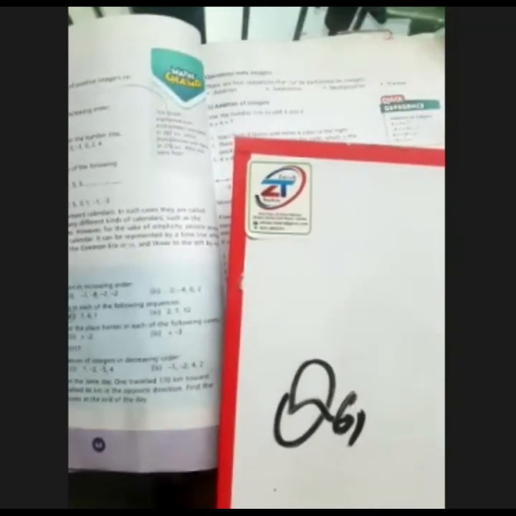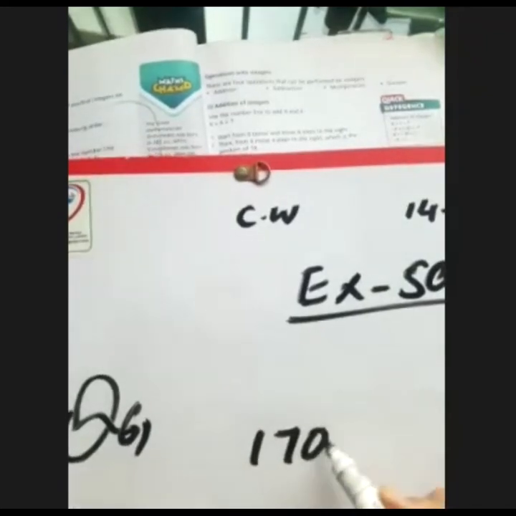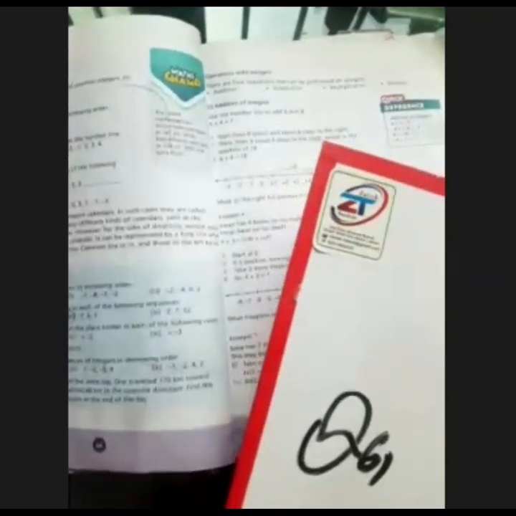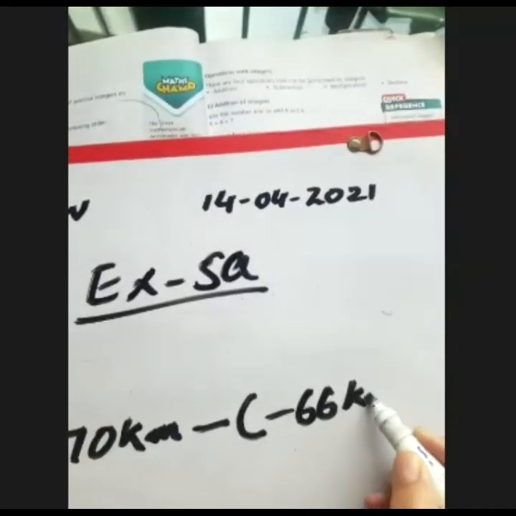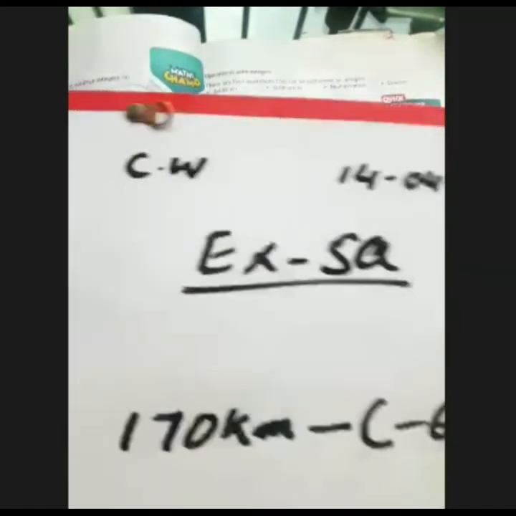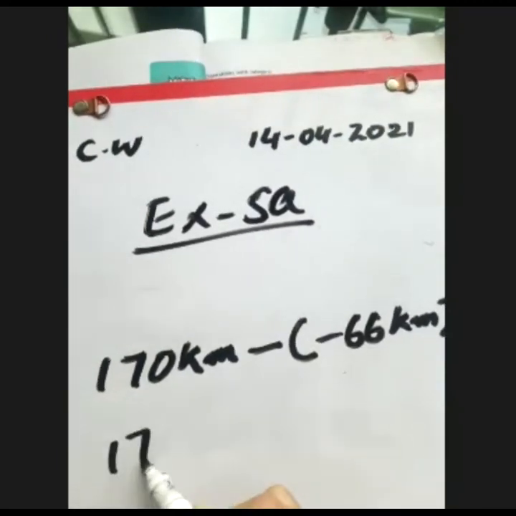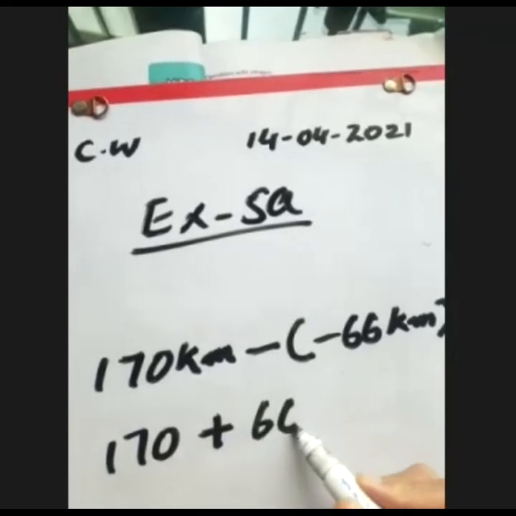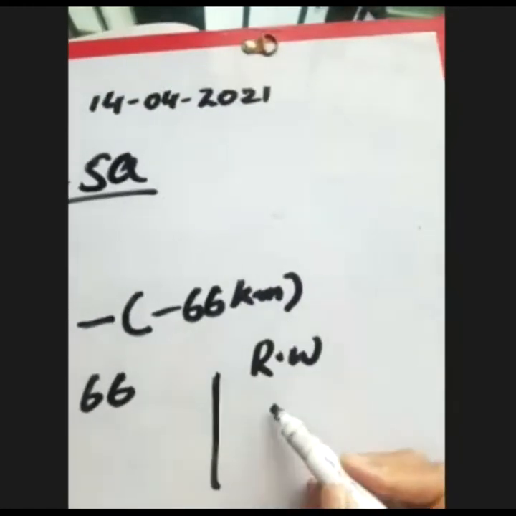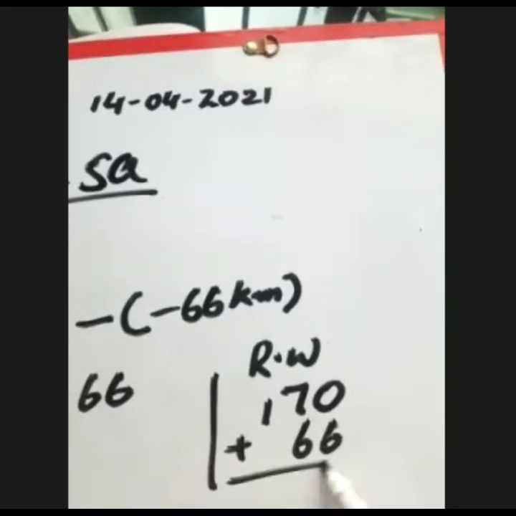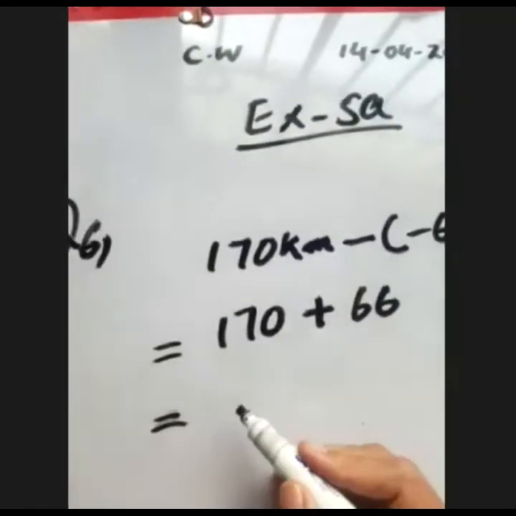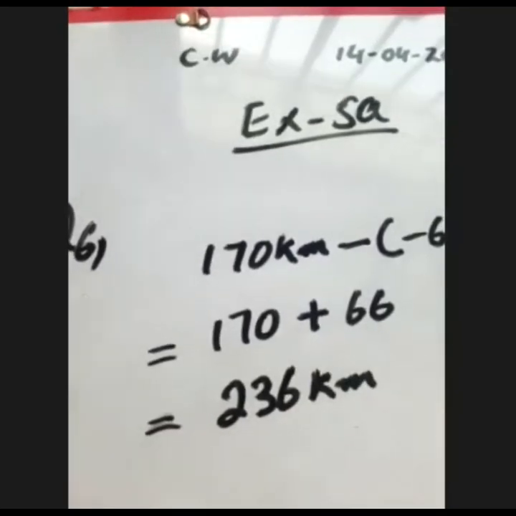So we will write down the equation like this. 170 kilometers, and minus 66 kilometers towards the opposite direction. So like signs give you positive signs. So add up both the quantities and you will get the total distance in the end. Do the rough work: 170 added to 66 gives you 236. So the total distance in the end is 236 kilometers covered by both buses.